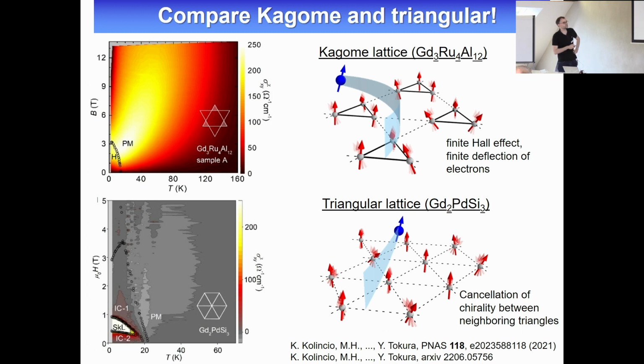But in the triangular lattice, due to cancellation from nearest neighbor triangles, there's a very famous theorem that the spin chirality on a triangular lattice should essentially cancel. The signal is absent. So the contrast between these two materials, between the triangular lattice and the Kagome lattice, to us indicates that the microscopic geometry of the lattice is crucial to amplify or suppress this spin chirality effect in the dynamic regime.